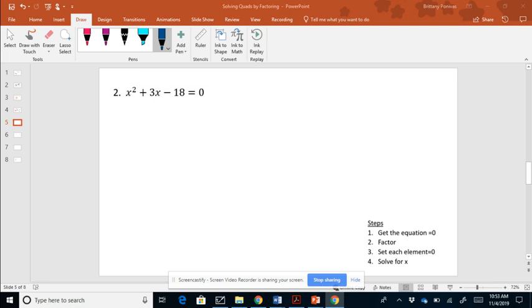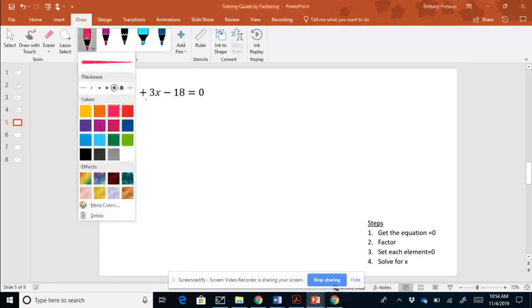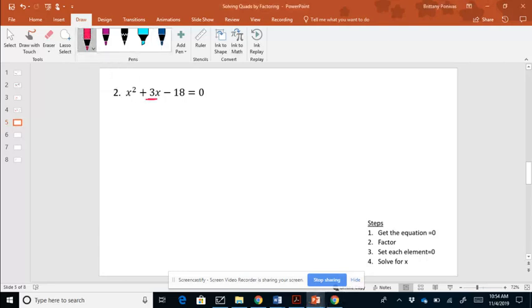So number 2 on page 49. Are we in standard, factored, or vertex form? Standard form. So if it's got 3 terms and it's got a bx, we're in standard form, and we're going to solve by factoring.